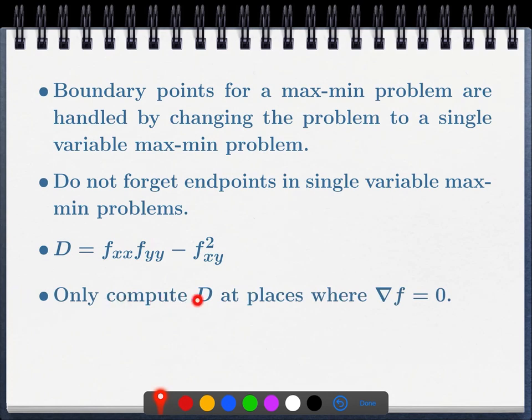You only use critical points when you're trying to use D here. And this is just saying that f with respect to x and f with respect to y are both 0. And then as long as f sub x and f sub y are both 0 at the point, you have a critical point. And then you use this D function only at those points.